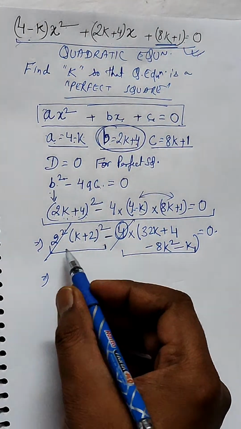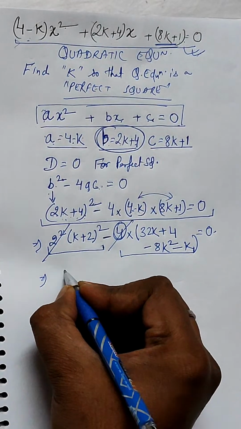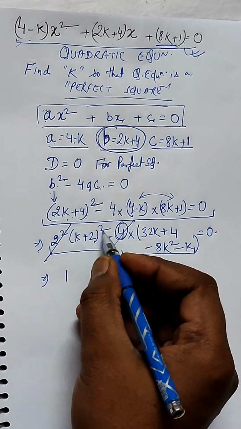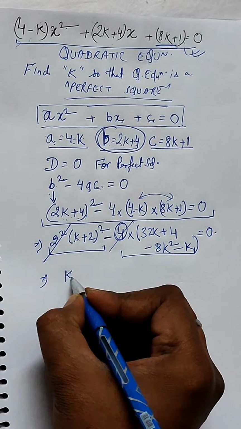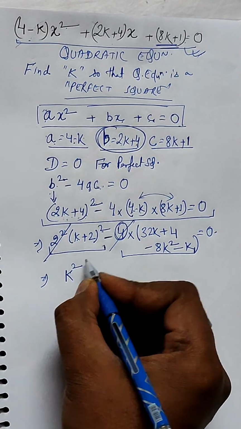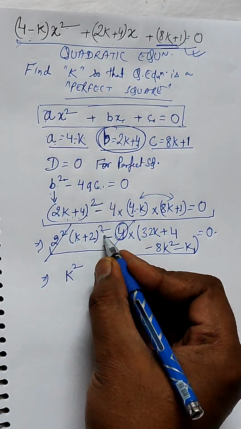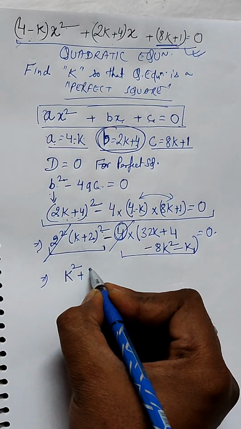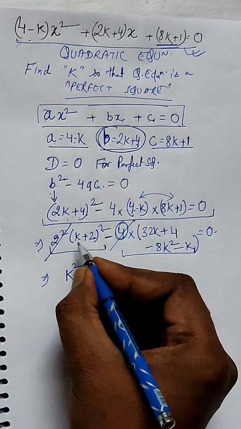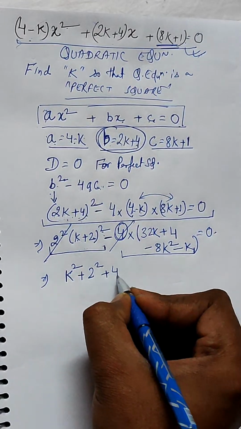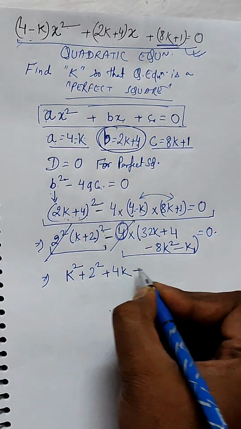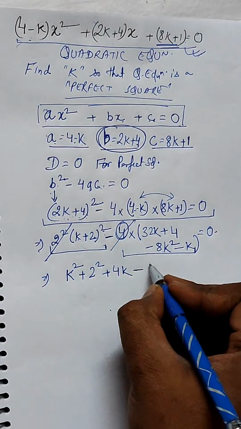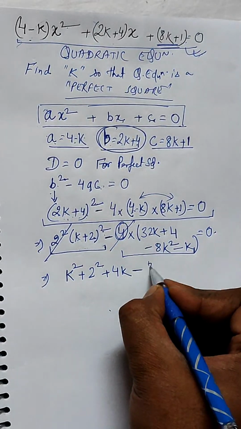I am cancelling it out. Now what we will be having? We will be having (k plus 2) whole square. So (k plus 2) whole square can be expanded in the form of (a plus b) whole square to get k square plus 2 square plus 2 into 2 times k, that is 4k, right? And minus, here in the bracket, 32k.